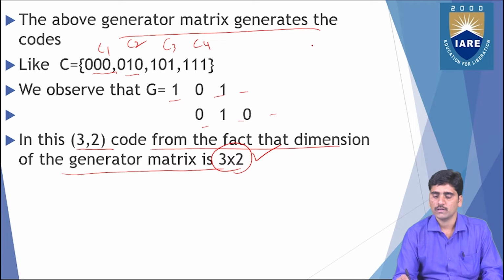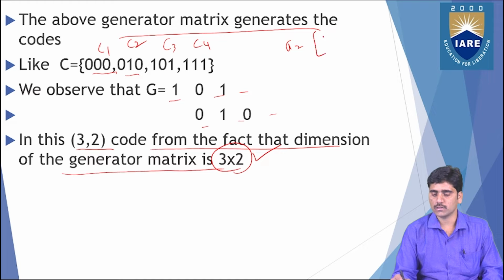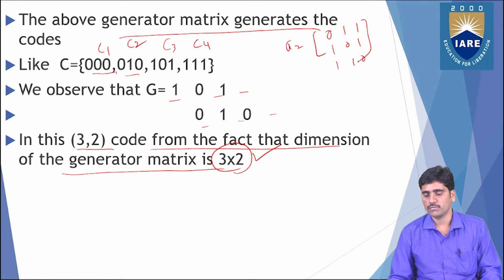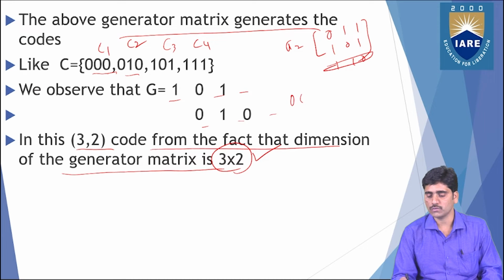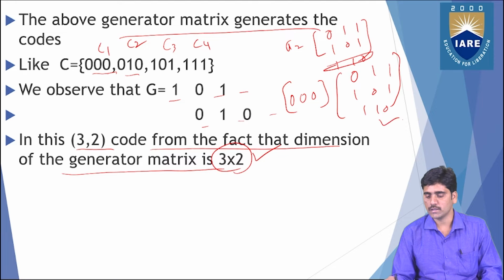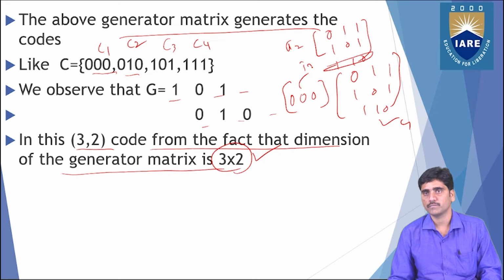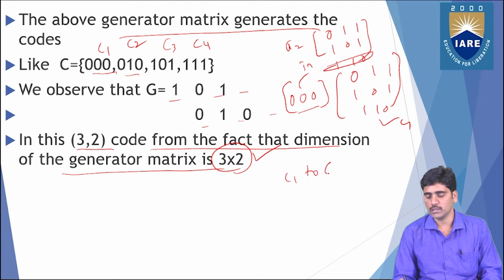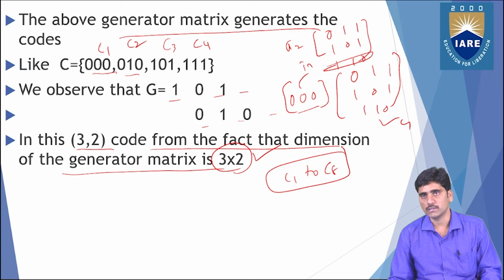Suppose you take a generator matrix containing the values 0, 1, 1, then 1, 0, 1, then 1, 1, 0. So we have to take 3 values. So you take 0, 1, 1, 1, 0, 1, 1, 1, 0. This is the generator matrix and this is the information bit. You need to compute C1 to C8, and update them.